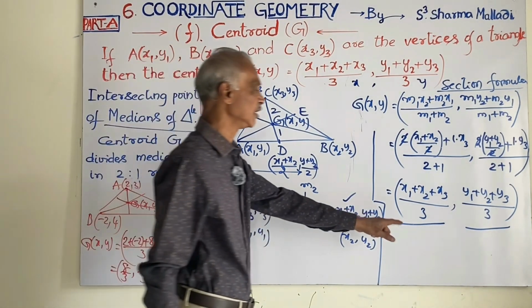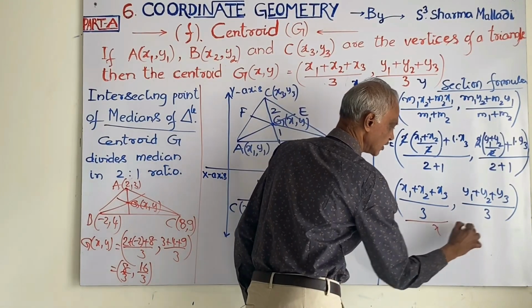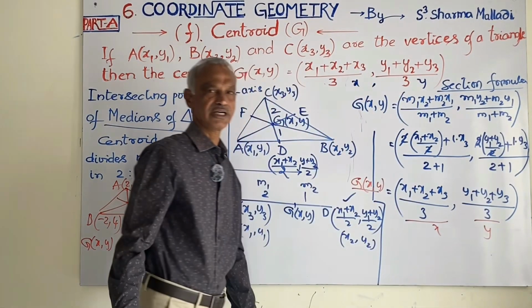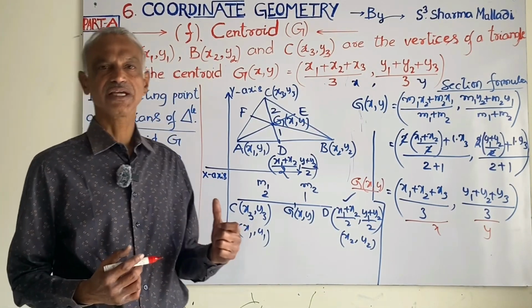You should remember this formula. This is G (x, y). This is the x coordinate and this is the y coordinate. You should remember this formula. Next we will go to the area of a triangle.